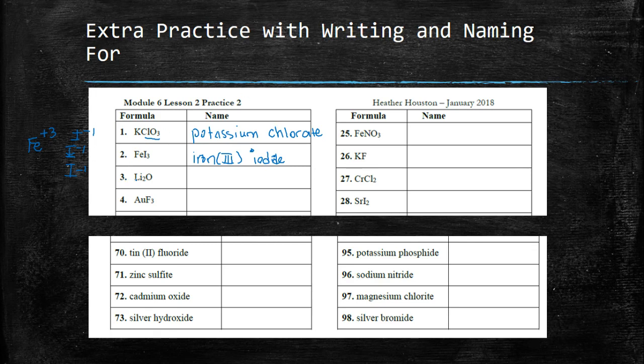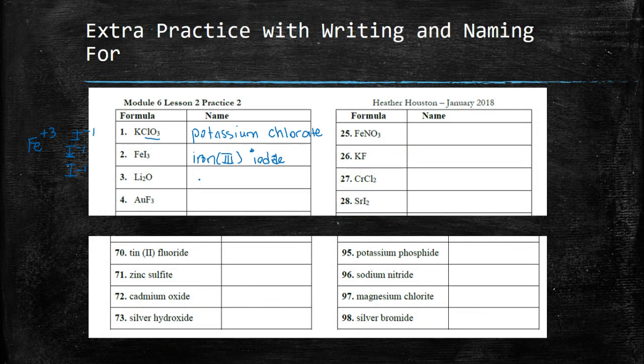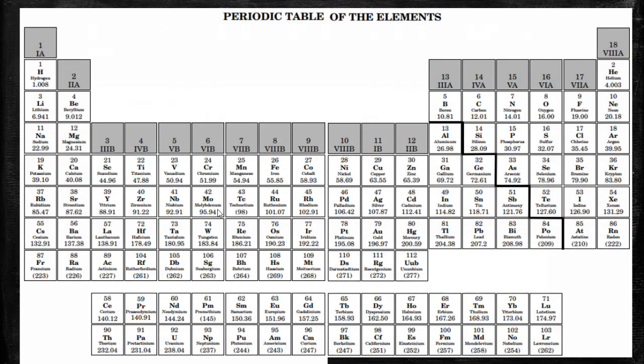All right, number 3, lithium and oxygen. Lithium, it's an A element, so I don't have to worry about this Roman numeral thing. We just name it lithium and change the ending of oxygen to "ide" because it's coming off the regular periodic table, so it's lithium oxide. Beautiful. Gold and fluorine. Find gold.